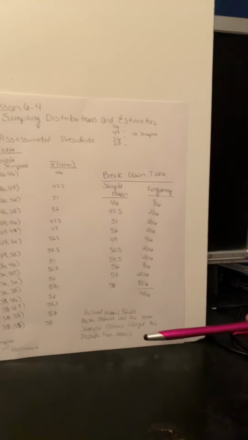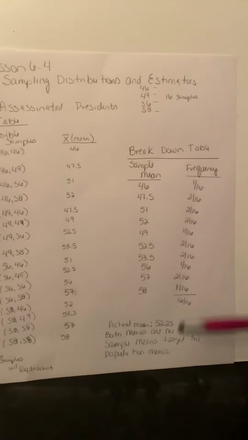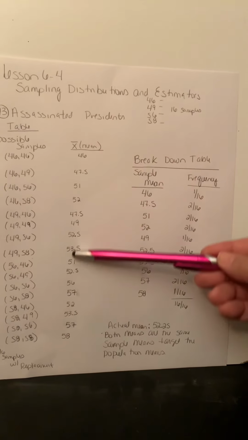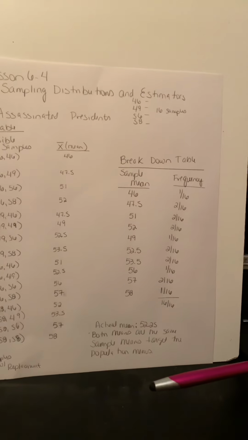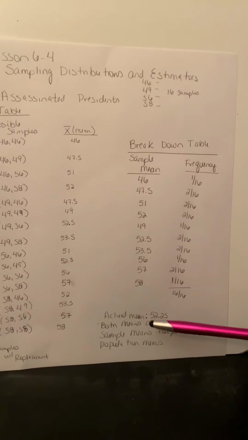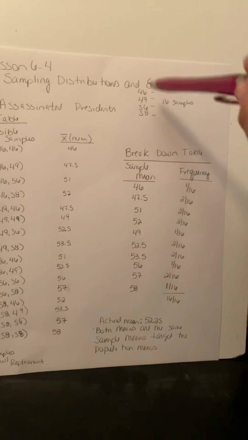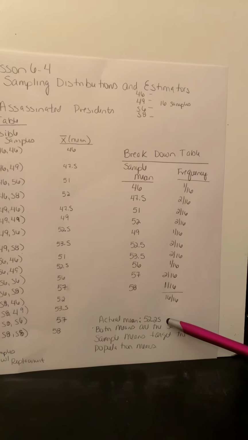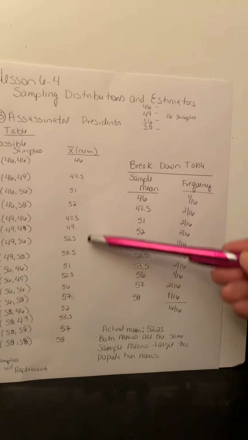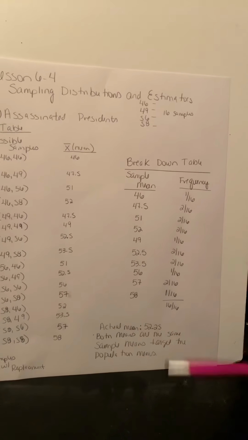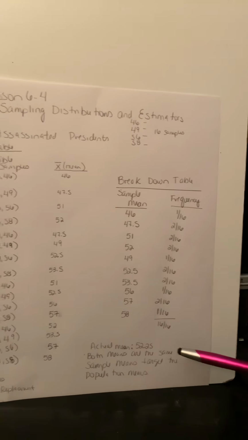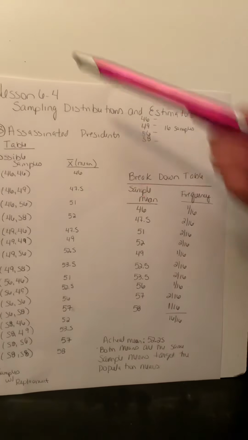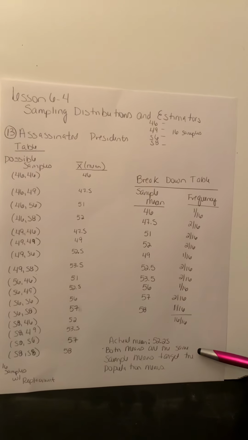Then it asks you to compare the sample mean to the actual mean. So if I were to find the mean of all of these numbers divided by your 16 numbers, what am I going to get? So I went and found my actual mean. I took those 4 numbers, added them up, divided by 4, and I got 52.25. I took all of these numbers, added them up, divided by 16, and I got 52.25. So both the means are the same. The sample mean and population mean are going to be the same.